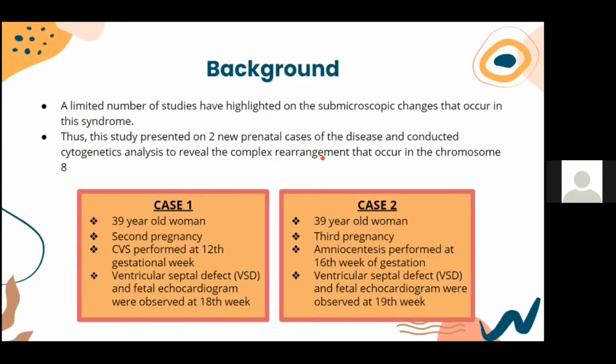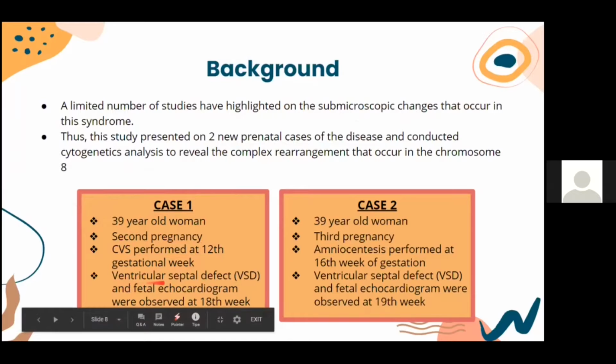So the first case is a 39-year-old woman. It is her second pregnancy. CVS was performed at the 12th gestational week. VSD and fetal echocardiogram findings were observed at the 18th week.